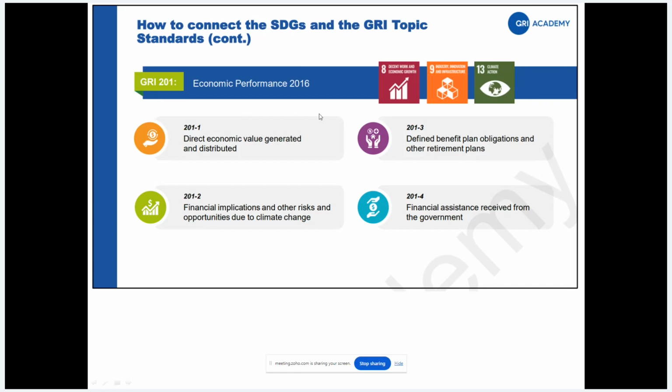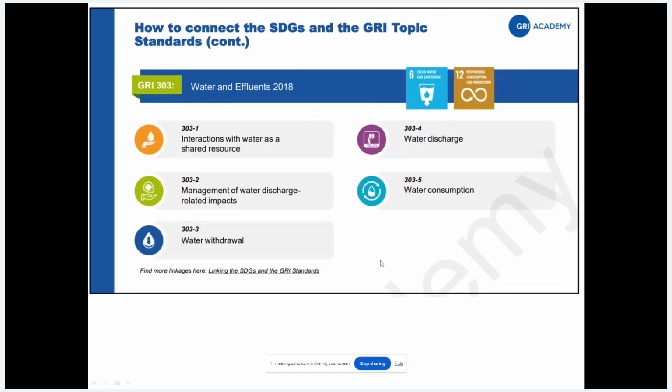So this is economic performance. This is the topic standard Economic Performance 2016, so this is the GRI 201 standard. Here SDGs 8, 9, 13 are impacted. 201-1 says direct economic value generated and distributed, defined benefit plan obligations and other retirement plans, financial implications. These are the applicable effects.